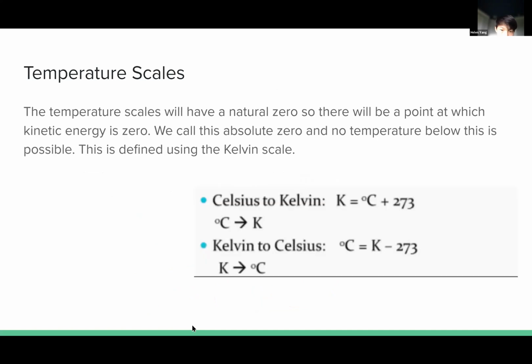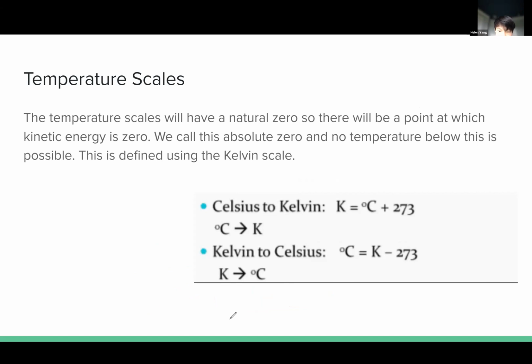Now, the temperature scales will also have a natural zero. So there will be a point at which kinetic energy is also zero. And we call this absolute zero. And no temperature below this is possible. And this is also defined as the Kelvin scale. And so from Celsius to Kelvin, K is equal to the degrees in Celsius plus 273. And from Kelvin to Celsius, C is equal to K minus 273. So you guys can do this first example.